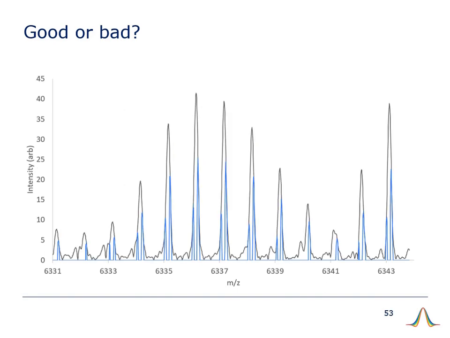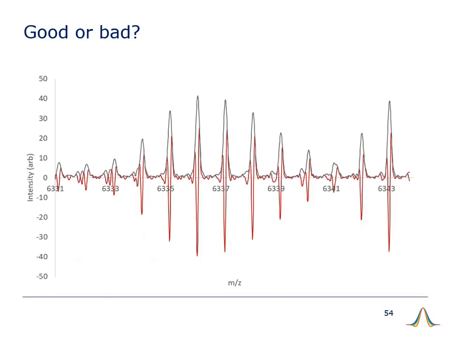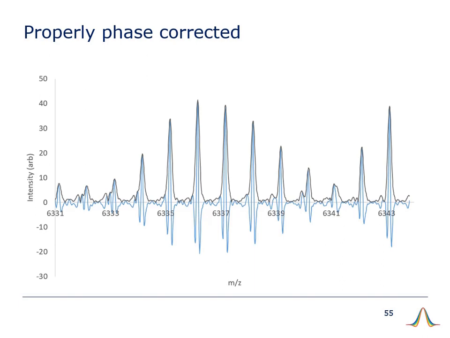Often you can't do this, but if I superimpose the magnitude mode spectrum over the absorption mode spectrum, we can see the original peaks. So in this case, is the absorption mode simply able to resolve peaks when the magnitude mode could not? It's only if you view the full absorption mode spectrum that you can see what's happened. This region of the spectrum is actually so poorly phase corrected that these absorption mode peaks are almost exactly 180 degrees out of phase. And what we thought were peaks were really just the side lobes of the actual peaks. If we optimize the phase correction function properly, this is what the real peak distribution should look like.